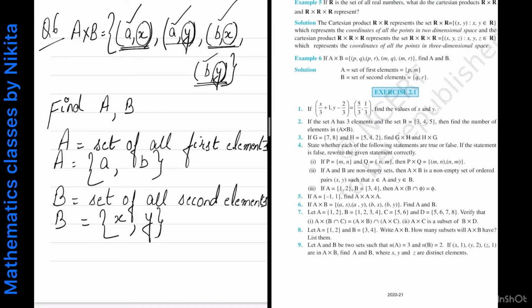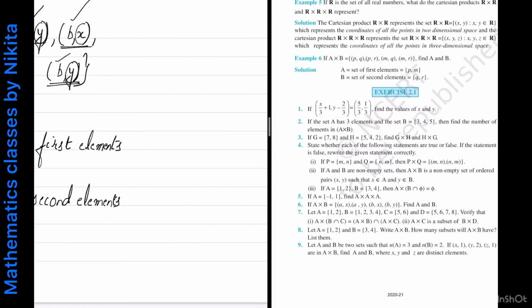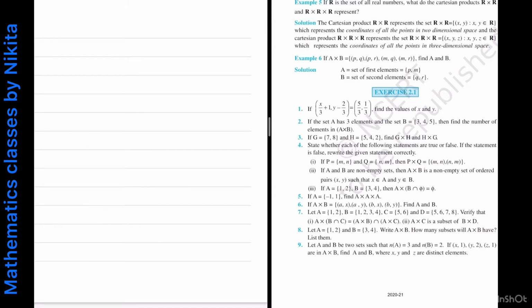And you can see that the cardinality of A is 2 and the cardinality of B is 2. And 2 into 2 is 4. And in A cross B we have 4 elements. So therefore our sets are right. Okay, now let's see question number 7. So question number 7 says, let A equal to {1, 2}, B equal to {1, 2, 3, 4}, C equal to {5, 6} and D equal to {5, 6, 7, 8}.